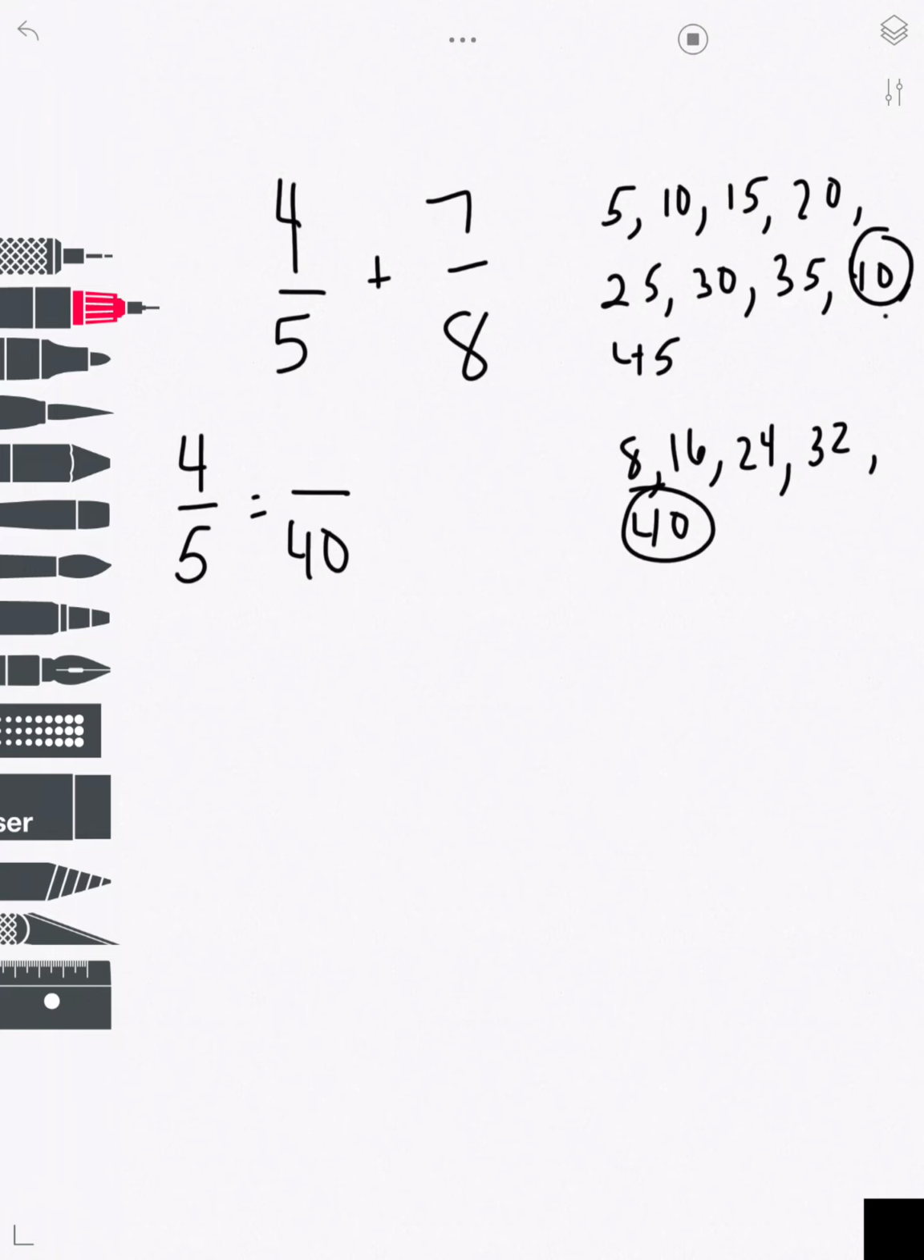So to convert to 40, I know that 5 times 8 is 40. And then I need to multiply my numerator by the same number. 4 times 8 is 32.